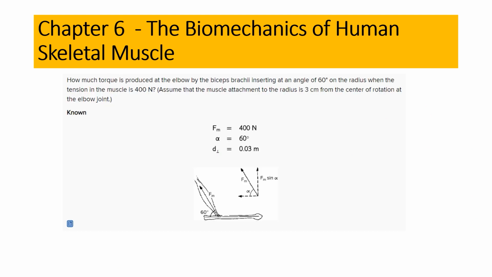What do we have? How much torque is produced at the elbow? So we're looking at the elbow joint, by the biceps brachii inserting at an angle of 60 degrees on the radius when the tension in the muscle is 400 newtons. So the muscle is giving 400 newtons, but we have an angle of 60 degrees. And also the biceps is attached to the bone 3 centimeters away from the elbow, which is the center of rotation.